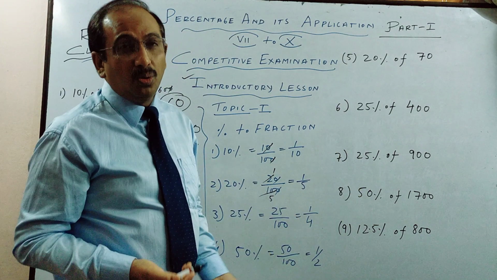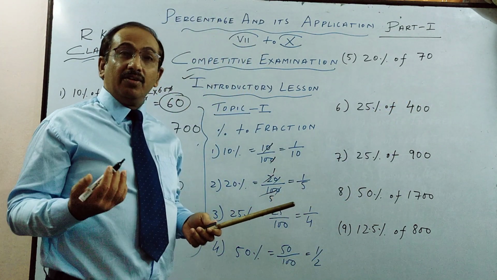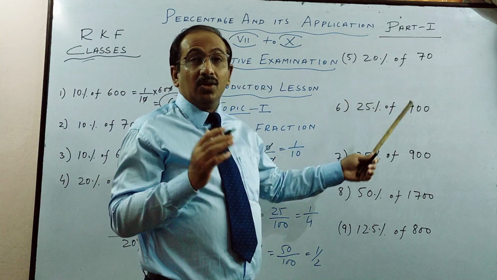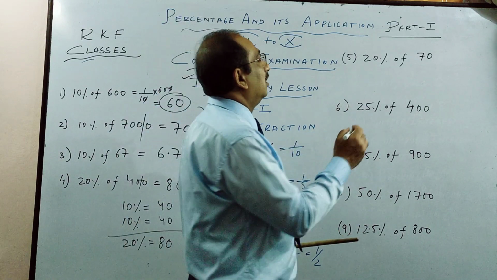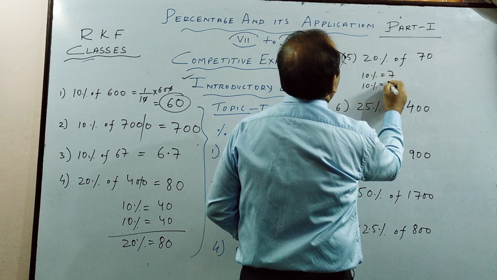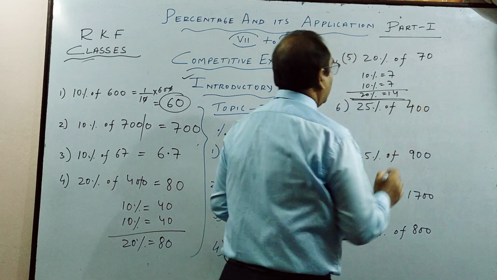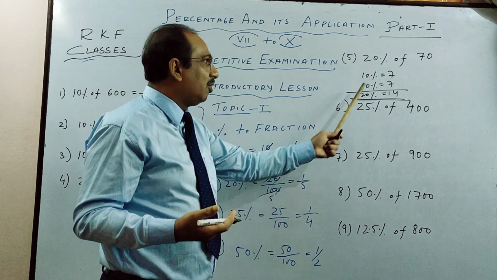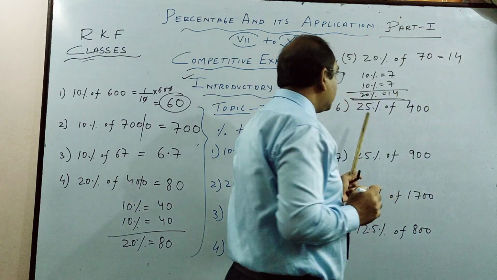Now, next I told you 20% of 70. There are two ways. Either you divide 70 into 5 parts. Which table gives you 70? You know 14 5s are 70. So 14 will be the answer. Or the other way, 10% is 7, 10% is 7, so 20% is 14. Either way you do, dividing into 5 parts or adding 10 and 10, the answer is 14.